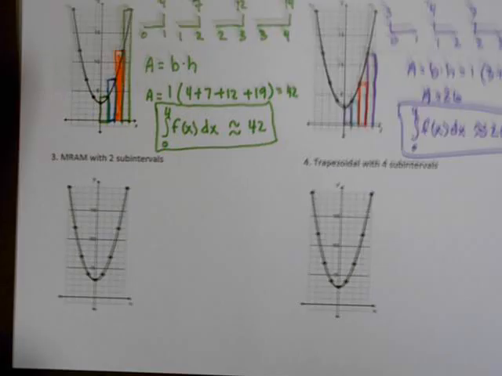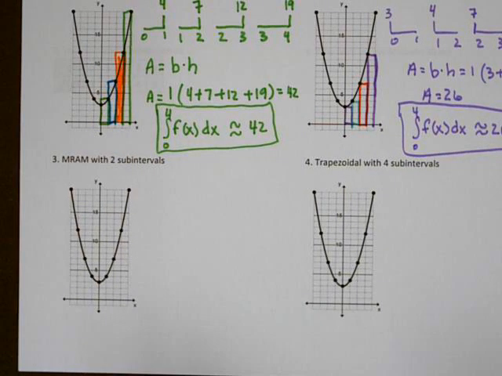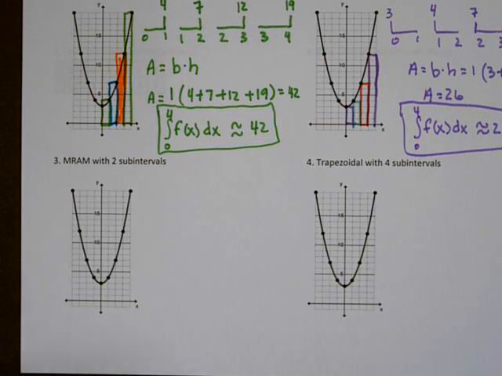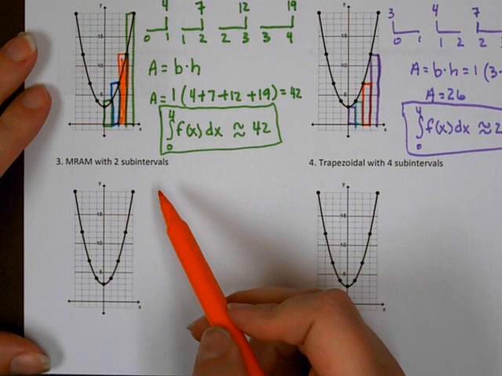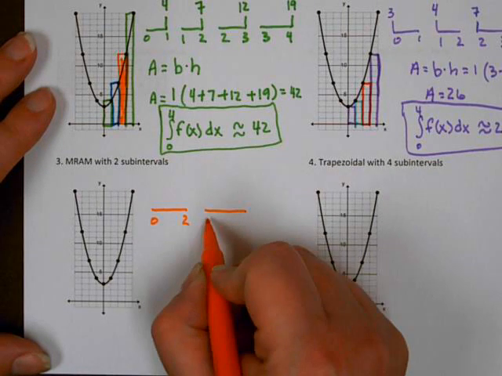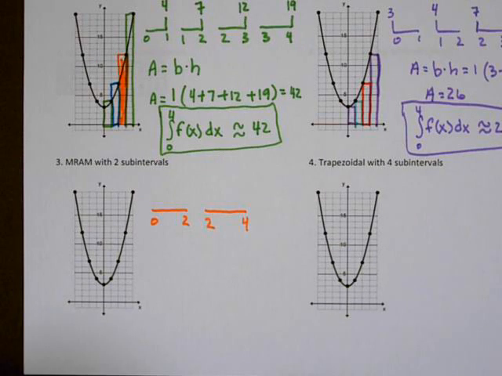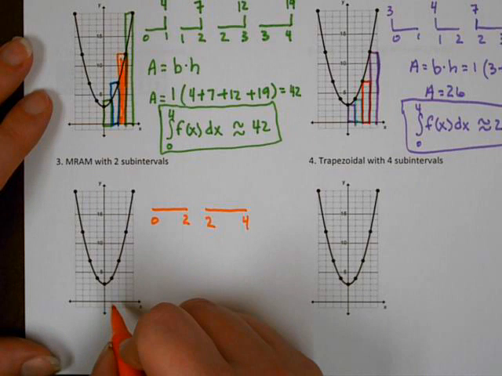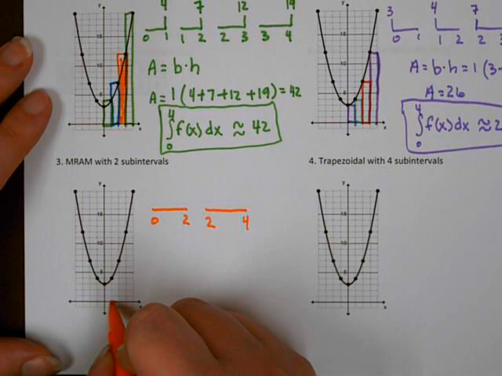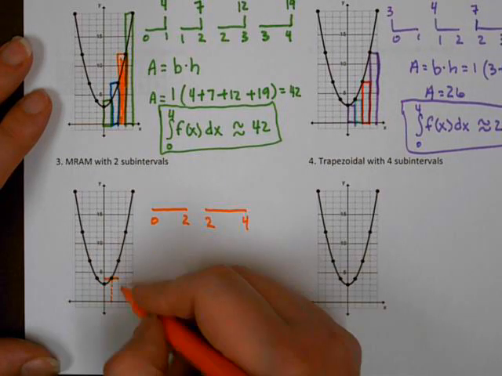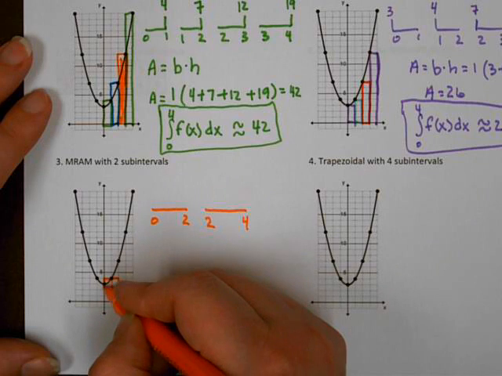All right, let's look at MRAM then. So for MRAM, now we're doing a midpoint approximation, and we're doing 2 subintervals. So make sure you're paying attention to the fact that changed. So if I want 2 subintervals and I'm going from 0 to 4, that means I want to go from 0 to 2, and I want to go from 2 to 4. All right, so if I were to look at my graph, from 0 to 2, my midpoint would be at 1. So what I'm going to do is go to 1, and put a dotted line up to the function, and then that's what gives me the height of my first rectangle.